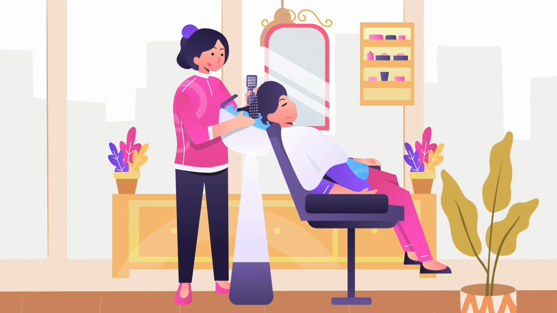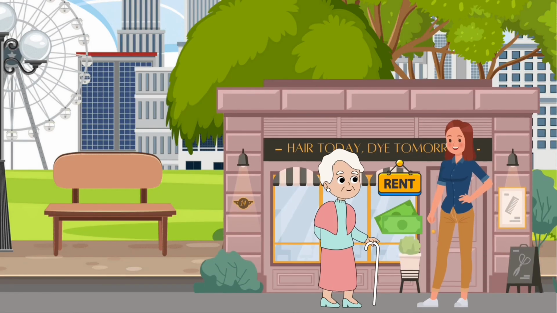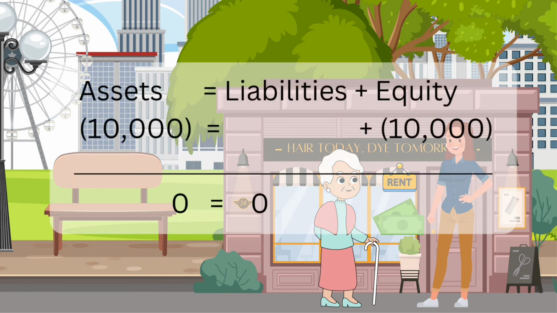Provided services such as hair and nail treatments to clients on credit for a total of 30,000 pesos. In this transaction, there is a 30,000 increase in assets, which is the accounts receivable, as well as an increase in equity for the services rendered by Miss Ing. Paid 10,000 pesos for the rental space. There is a 10,000 decrease in assets because of the cash payment for the rent made by Miss Ing, with a corresponding decrease in equity due to the contra equity account, which is the rental expense.